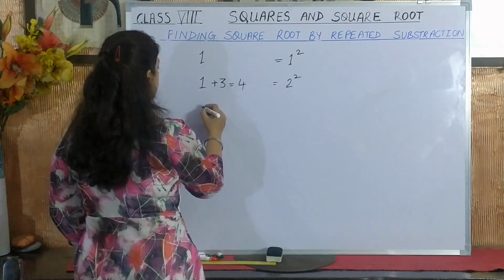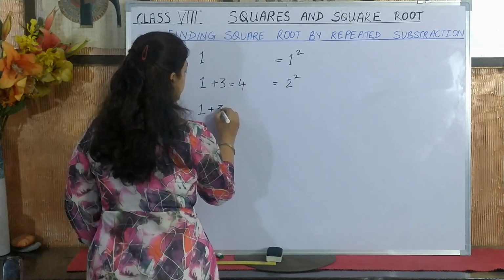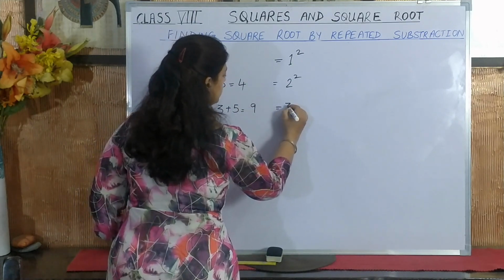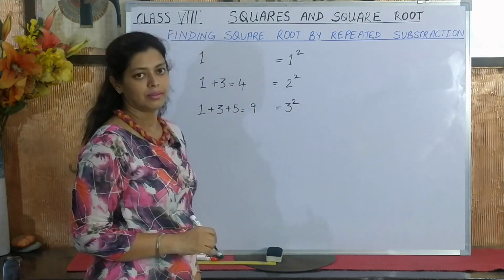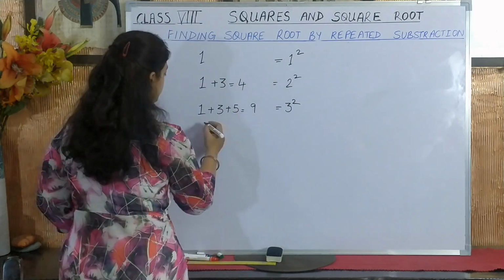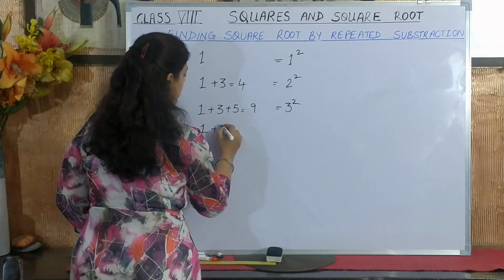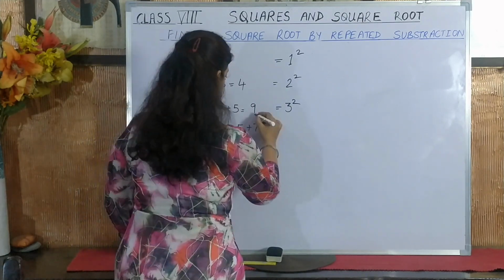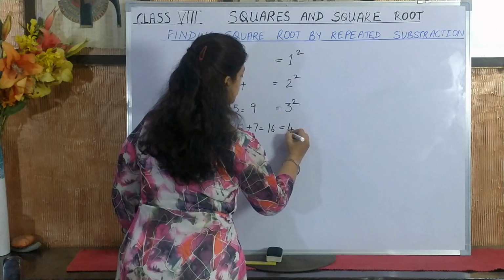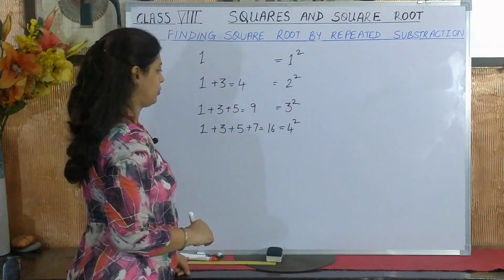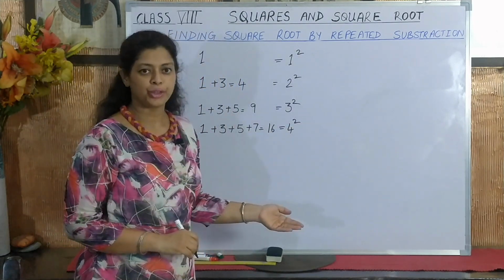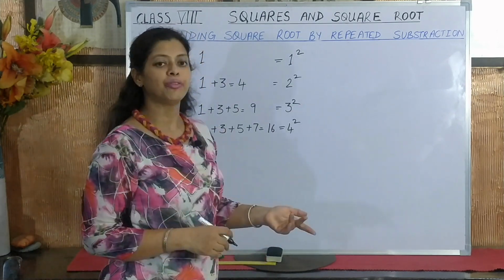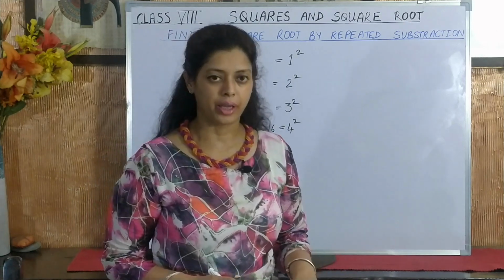The sum of the first three consecutive odd numbers starting from 1, 1 plus 3 plus 5, is equal to 9, which is 3 square. Similarly, the sum of the first four consecutive odd numbers, 1 plus 3 plus 5 plus 7, is equal to 16, that is 4 square. The sum of the first 5 consecutive odd numbers starting from 1 will be 5 square. The sum of the first 6 consecutive odd numbers starting from 1 will be 6 square, and so on.